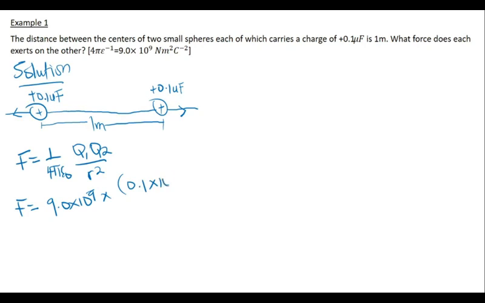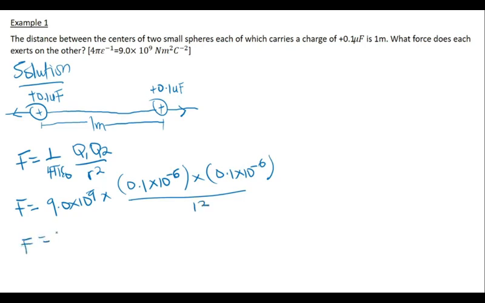0.1 times 10 raised to the power minus 6. Micro is what? Times 10 raised to the power minus 6. Multiplied by the second charge, which is also 0.1 times 10 raised to the power minus 6, divided by the square of the distance between them. The distance here is 1, so 1 squared.